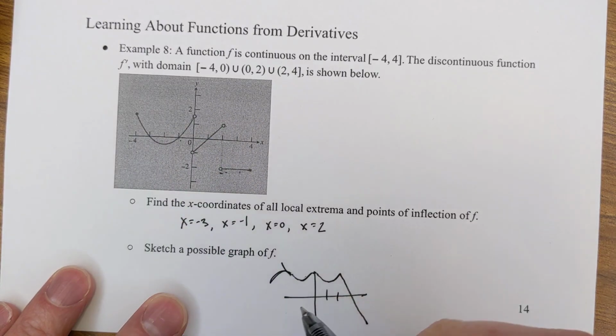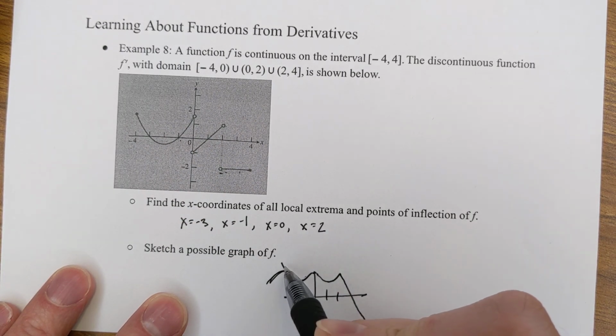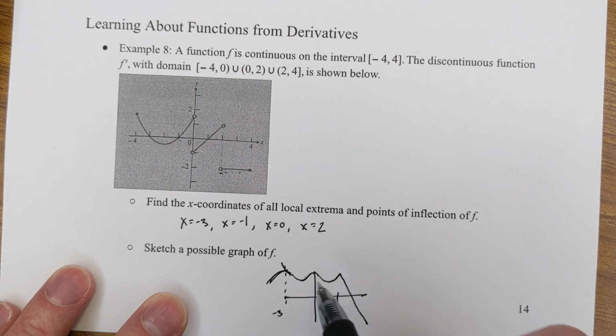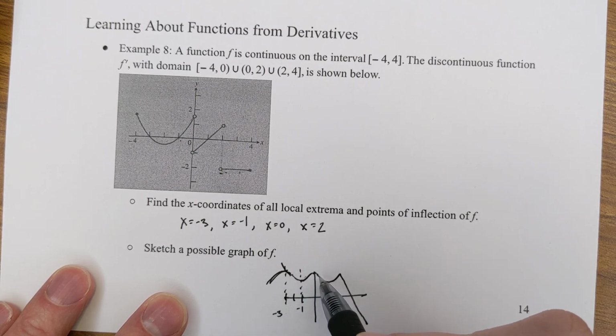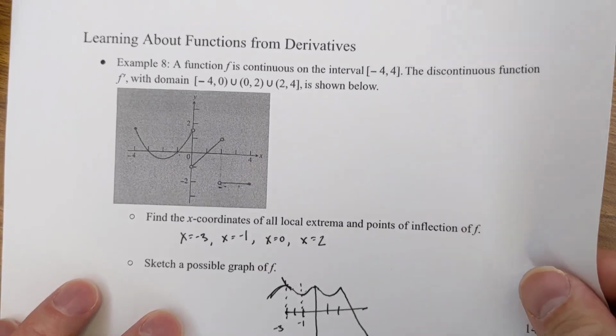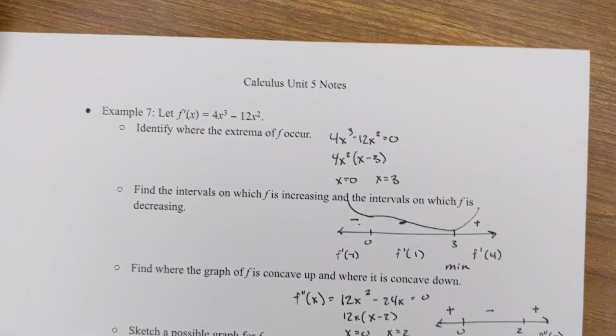So the graph has to be rising. So rising, so here is -3. Then it falls. Here is -1. As it rises, and then switches, negative slope. All right. And that brings us finally to the end of the section.